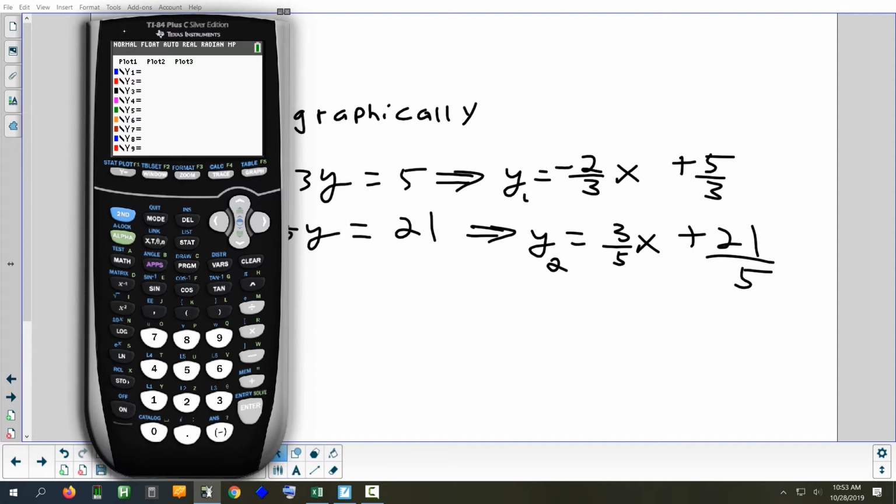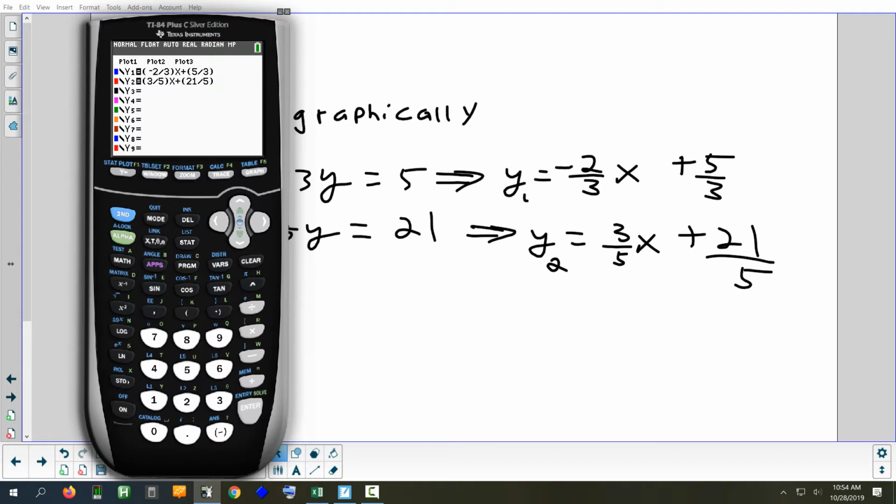Okay, so the way you type it in is like this. Negative 2/3 in parentheses with an X plus in parentheses 5/3. There are other ways to type it in. That's probably the simplest. Okay. 3/5 X plus 21/5.